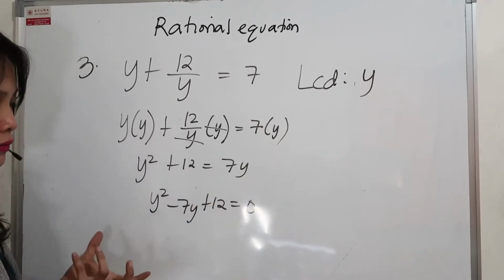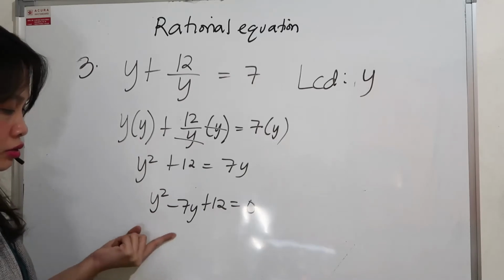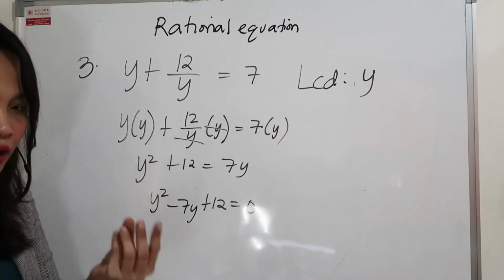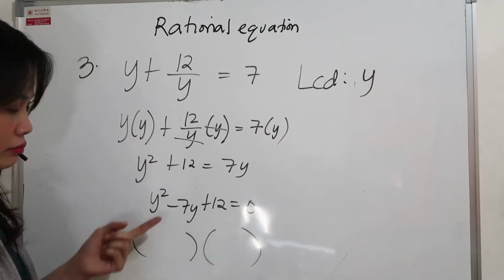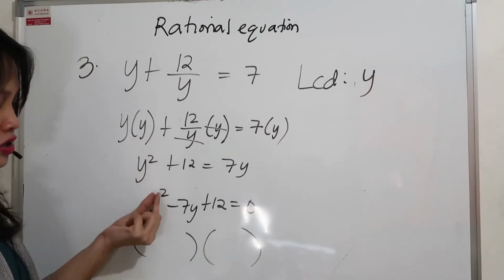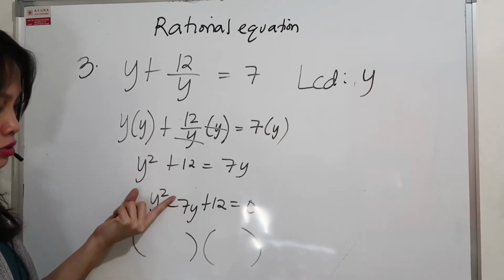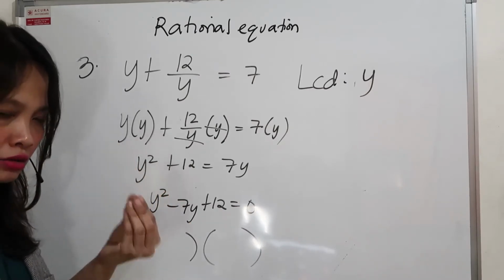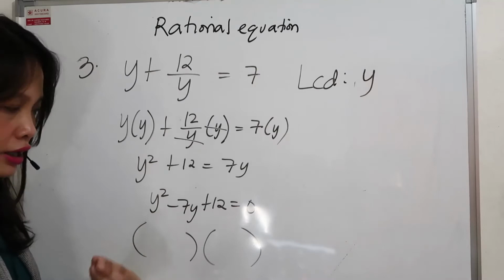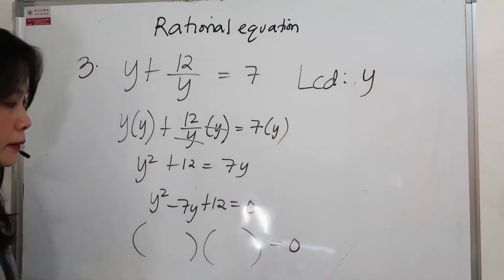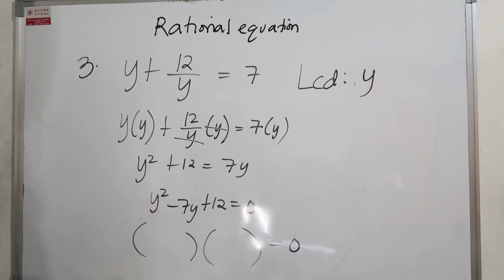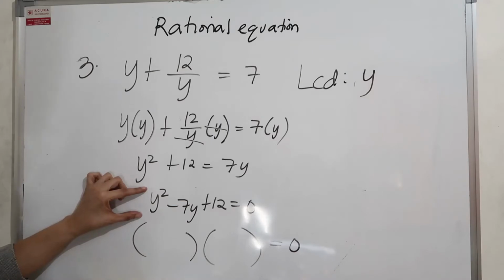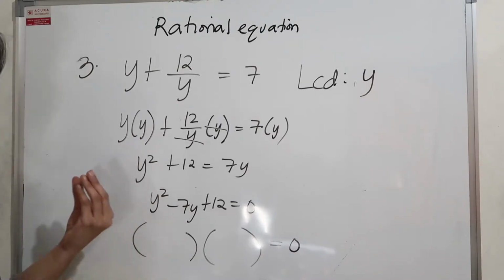Since the given is quadratic, you obviously have two values of y, because the highest degree of the given equation is 2. So from here, you can determine that you have two roots. So y squared minus 7y plus 12, what will be the factors? You can solve it using the quadratic formula or by factoring.